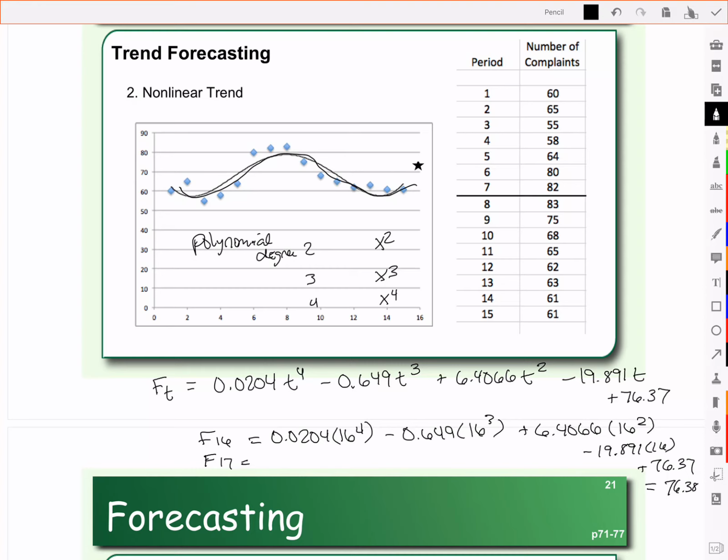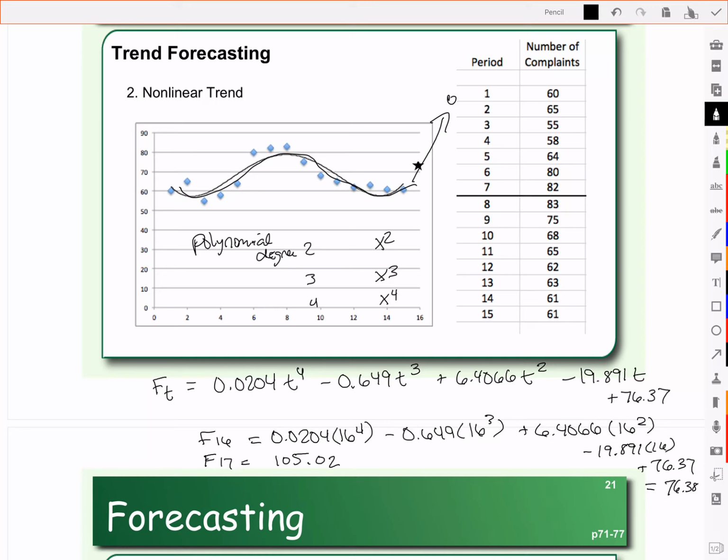Well, now let's calculate the forecast for period 17 based on these numbers. Okay, so exact same formula, but this time we're replacing 17 everywhere you see a T, or if you're looking at the Excel formula, everywhere you see an X. Well, if you number crunch this, you find out that the forecast is now 105.02. So essentially we're saying that the number of complaints is going to skyrocket.